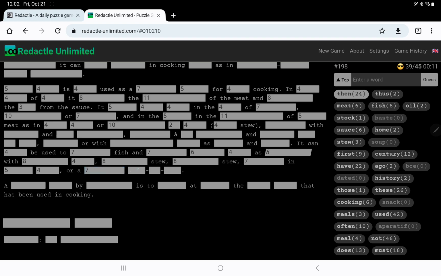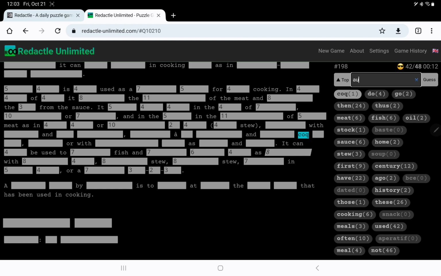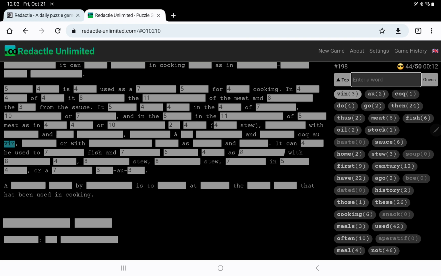Eight, stew, 7 in 5-4. RA7, 3-2-3. Is that a by, something by? No, that wouldn't be redacted. Something go, something do, something. Oh, maybe it's a French term. Oh, coq au vin. Well, we do have coq au vin, just not where I... Oh, we do have 303, though. Vol au vent, no.